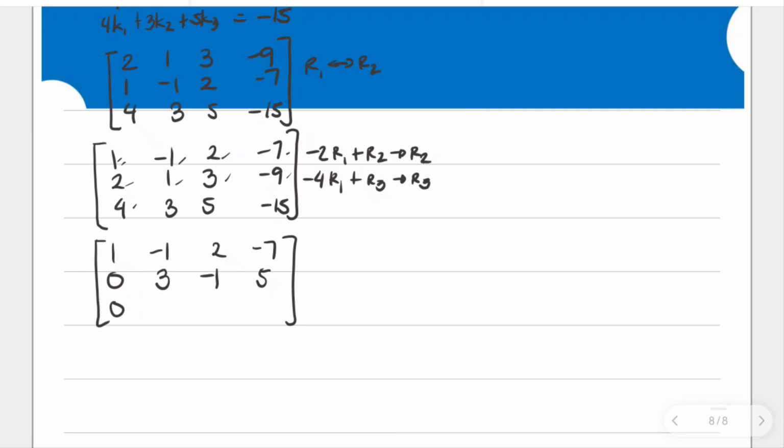Next, negative 4 times negative 1 is positive 4 plus 3, 7. Negative 4 times 2 is negative 8 plus 5 is negative 3. Negative 4 times negative 7 is 28 plus negative 15 is 13.